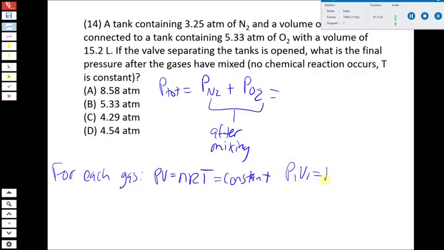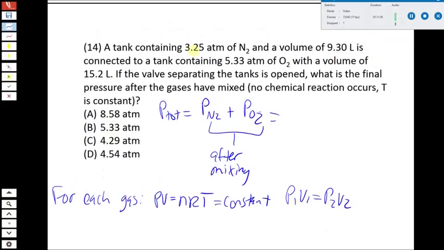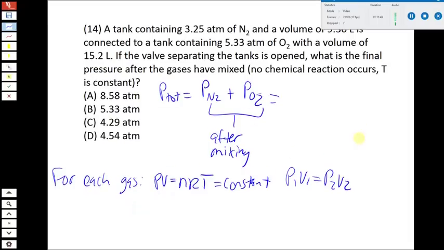P1V1 equals P2V2. All right. So for each gas, they have their initial pressure, their initial volume, and when they mix together, they're going to have a final volume that's this combined volume of both containers that they're now allowed to move in between. And so for both of these, we're going to solve for the final pressure P2, which is P1V1 over V2. V2 again being the combined total volume of the two tanks once they're allowed to mix together.